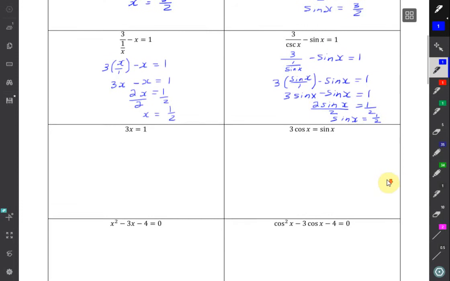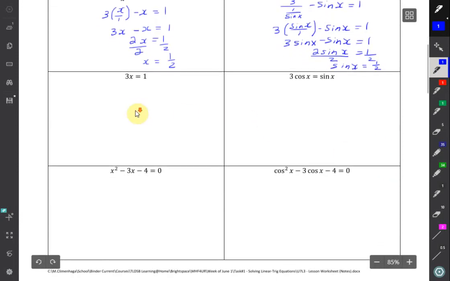Coming down to this next question, this is a very straightforward question to solve. Divide both sides by 3, and x equals 1/3. Now on this side, there is a wrinkle in this, in that it might not be evident to you how you will get these to be one trig ratio. What you have to remember is the relationship that tan x has with sine and cos. Tan x is equal to sine x over cos x. So what we can do here is divide both sides by cos x.